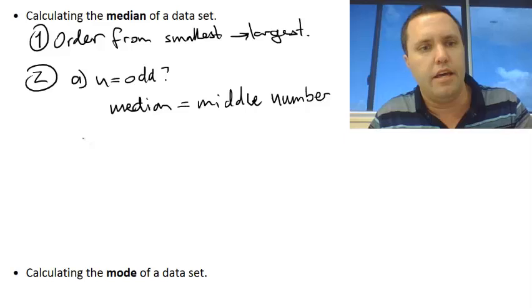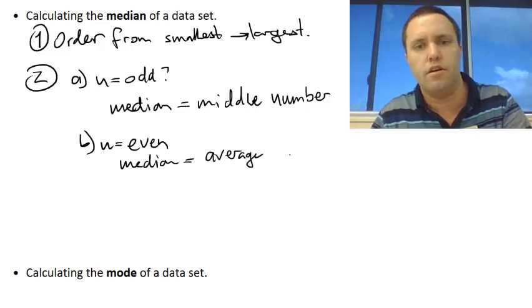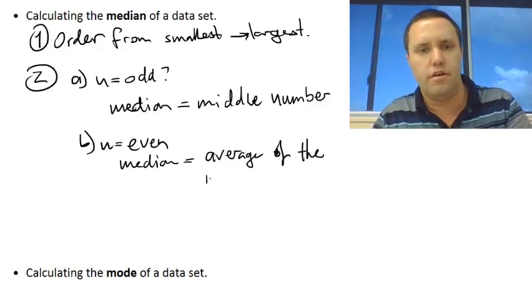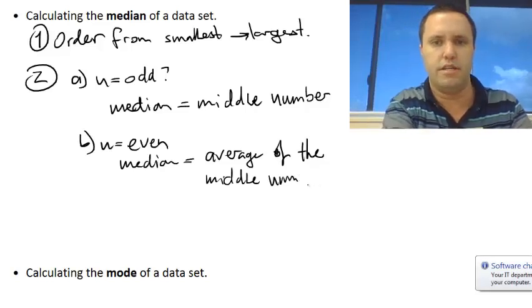If instead the number of data you've got is even, then the median equals the average of the middle numbers. Okay? Oops, that's terrible writing there, sorry.